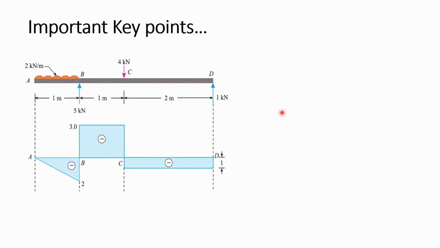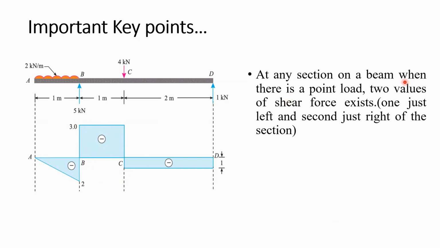As we discussed earlier, at any section on a beam where there is a point load, we get two values of shear force, meaning one just left of the section and one just right of the section. So at B there is definitely a point load, and at C there is definitely a point load, which changes the values of shear force.